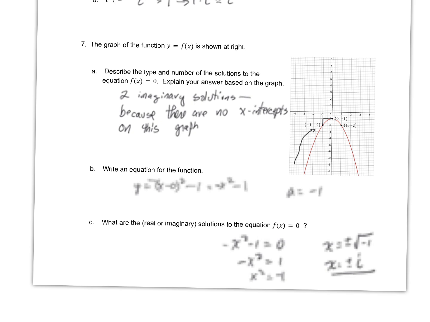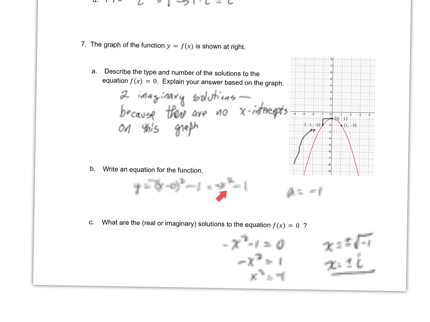Okay, for this problem, I look at the graph and I say, well, this thing doesn't cross the x-axis, so there are two imaginary solutions because there are no x-intercepts on this graph. Write an equation for the function. Well, I took the vertex, 0 and negative 1, and I wrote y equals x minus 0 squared minus 1.